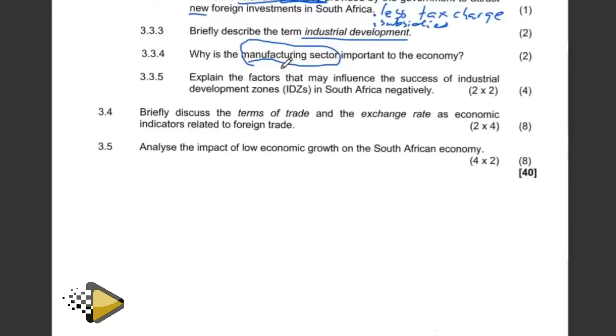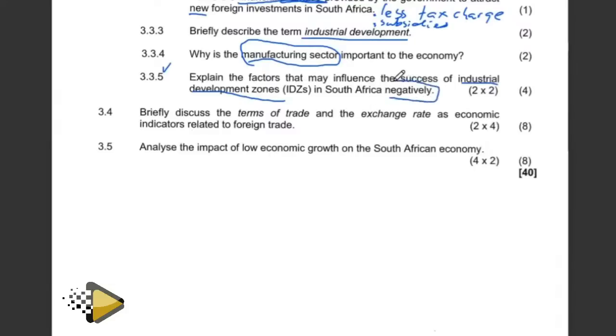Okay, right. So now let's move on to 3.3.5. It reads as follows: Explain the factors that may influence the success of the industrial development zones in South Africa negatively.